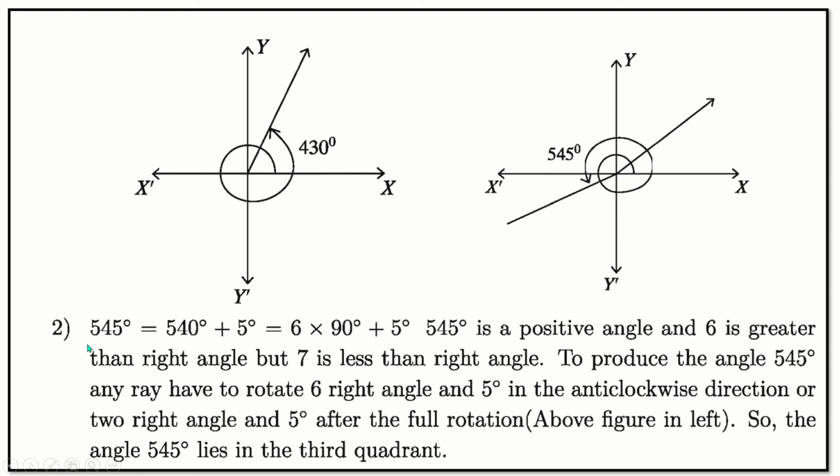Again follow here. Here 545 degree means 540 plus 5 degree, but 540 degree means 6 into 90 degree plus 5 degree. 6 means 1 2 3 4 5 6. That means second quadrant plus something means that will be the third quadrant. You have to remember always. Clear everyone?